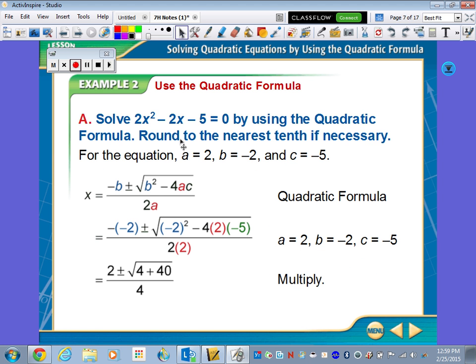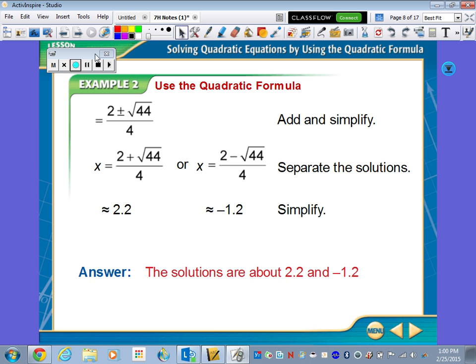Now, here, it's still the same type of thing, but what's going to happen here is we're going to do some decimals. So again, a is 2, b is -2, and c is -5. You're going to substitute into the formula, and then we're going to clean it up. So you end up with 2 plus or minus the square root of 44 over 4, which is 2 plus the square root of 44 over 4, and then 2 minus the square root of 44 over 4.